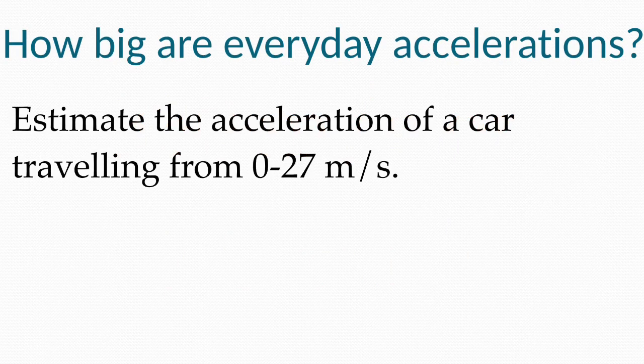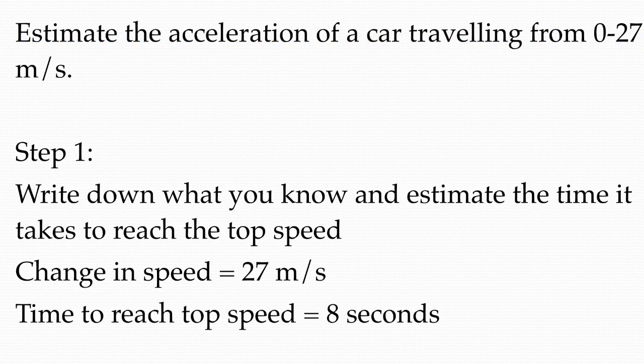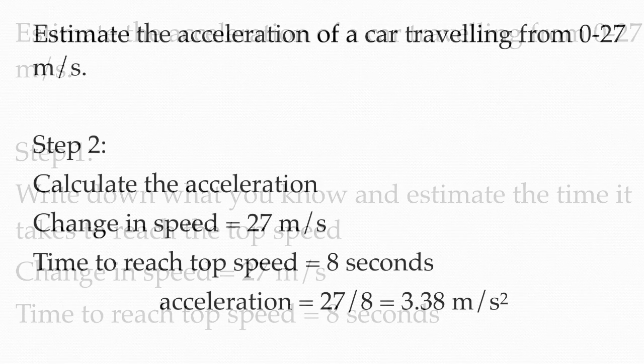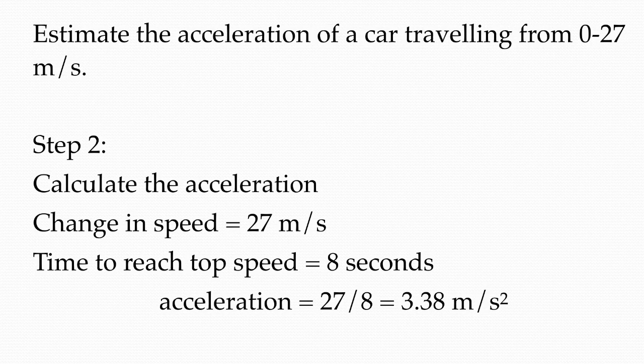Now we're going to move on to estimating accelerations for a car. We'll have a car that's stationary, accelerating up to 27 meters per second, and we will try and estimate its acceleration. Now we have to estimate how long it will take the car to reach its top speed, and I would estimate about 8 seconds. So the time is 8 seconds, and the change in velocity or speed is 27 meters per second. Now to find the acceleration, all we need to do is divide the change in speed by the time taken, so 27 divided by 8, and it should give us about 3.38 meters per second squared for the acceleration.